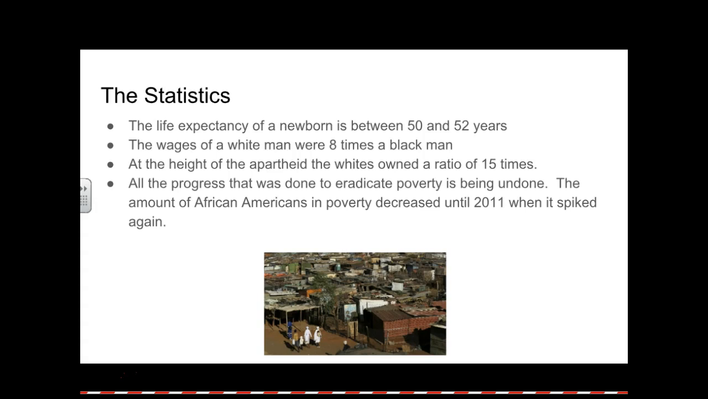Justin, when you say the life expectancy of a newborn, what does that mean? That means a baby, I guess. Well, like an African? Yeah. Okay. That seems high. Good. Yeah, it might have been more; he looked up the research.